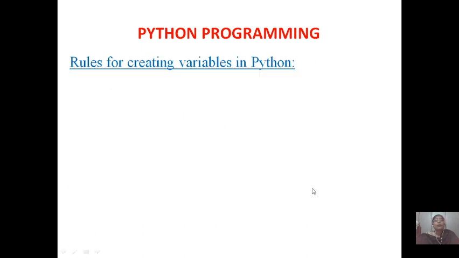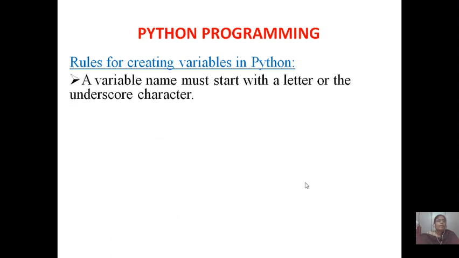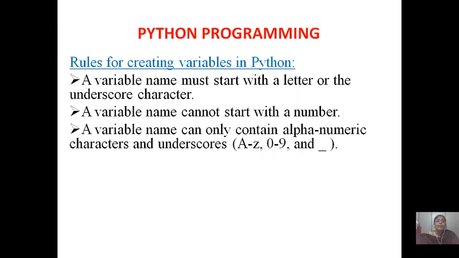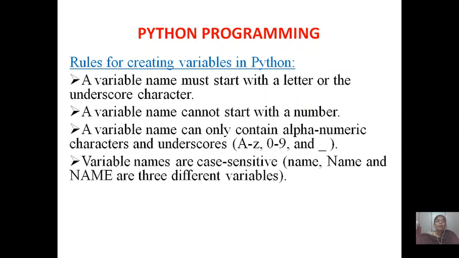The rules for creating variables in Python are these. A variable name must start with a letter or underscore character, but it should not start with a number. A variable name can only contain alphanumeric characters and underscores. Alphabets means A to Z, numerics means 0 to 9, and you can use underscore as well. And variable names are case sensitive.